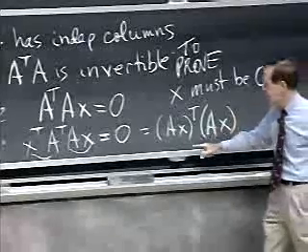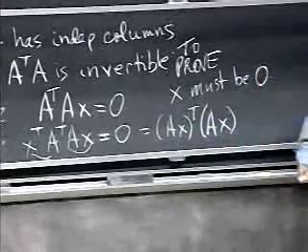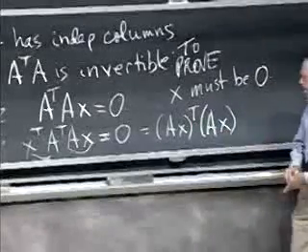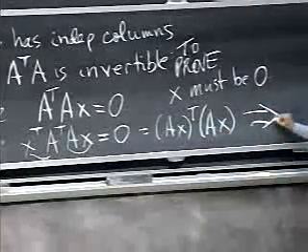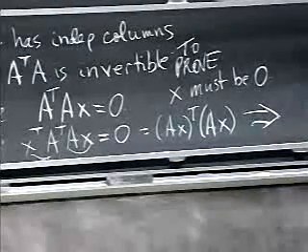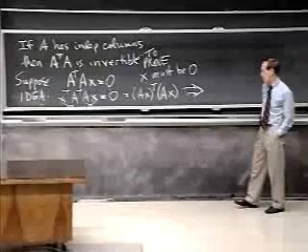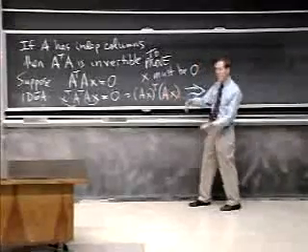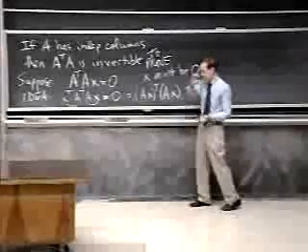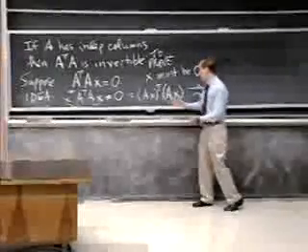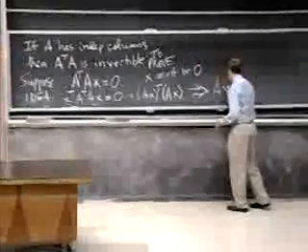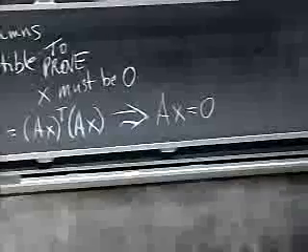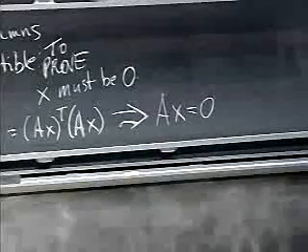Now, if Ax transpose Ax, so let's call it y, if y transpose y is 0, what does that tell me? That the vector has to be 0, right? And this is the length squared. That's the length of the vector Ax squared. That's Ax times Ax. So I conclude that Ax has to be 0. Well, I'm getting somewhere.